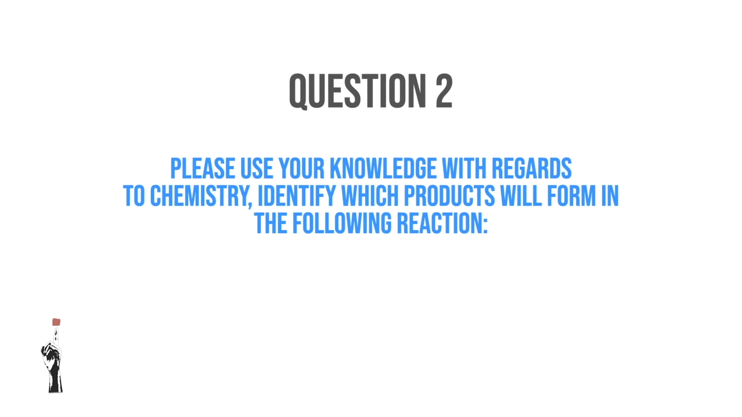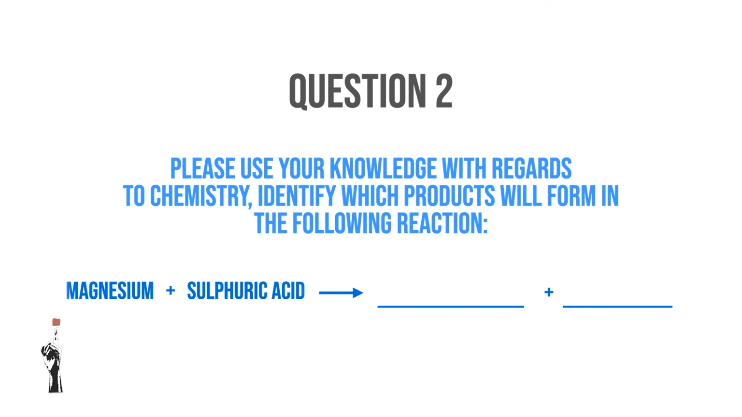Let's use our knowledge to identify which products will form in the following reaction. When magnesium reacts with sulfuric acid, two products form. If we were to displace the hydrogen atoms in sulfuric acid, I'm left with a sulfate, and therefore the salt that forms will be magnesium sulfate. And the gas that forms is called hydrogen gas.